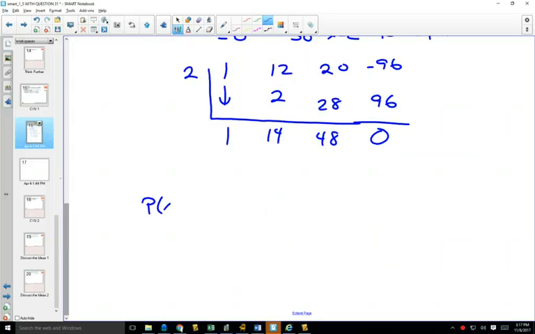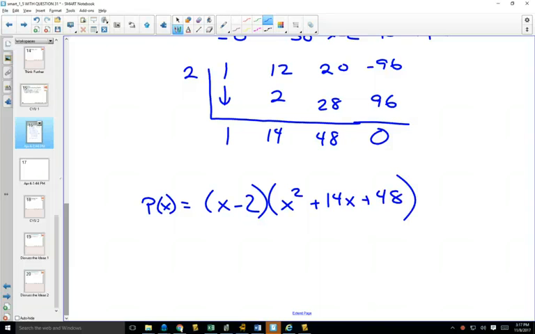And so now you could say that your function p of x is equal to x minus 2 times x squared plus 14x plus 48. And to find out if there's any other answers, we would have to factor fully. Now, sometimes this last one doesn't factor. Does it factor in this case? Yes. So, x plus 6, x plus 8.